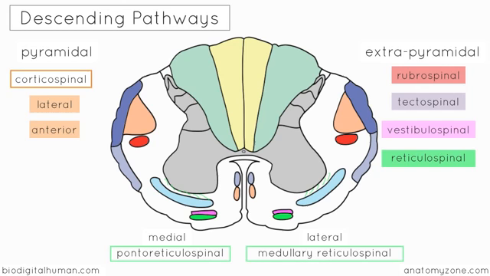So that's an overview of the different ascending and descending spinal cord tracts.